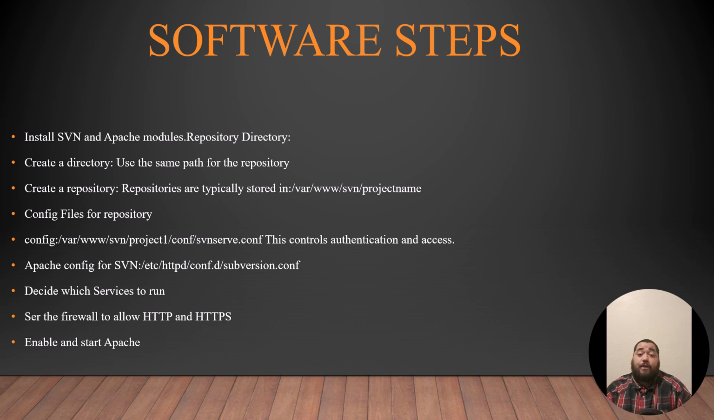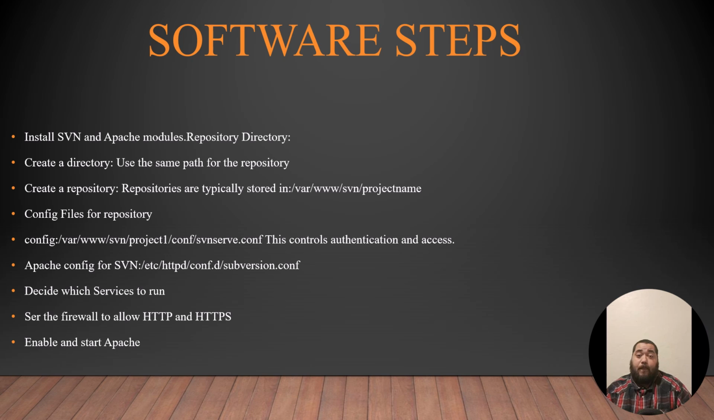Software steps you need to take to use SVN. You install SVN and the Apache modules, then create a repository directory. You use the same path for the directory that you're going to use for the repository. After that, you create the repository and configure the files within the repository.